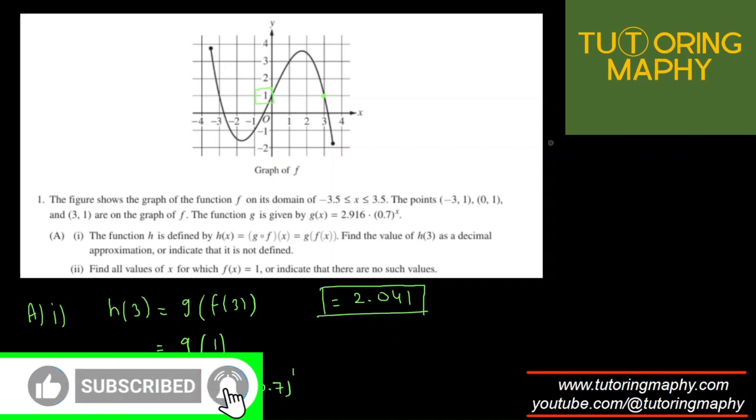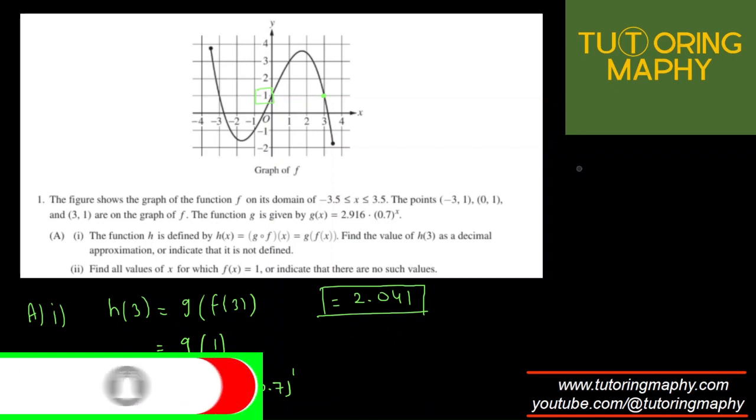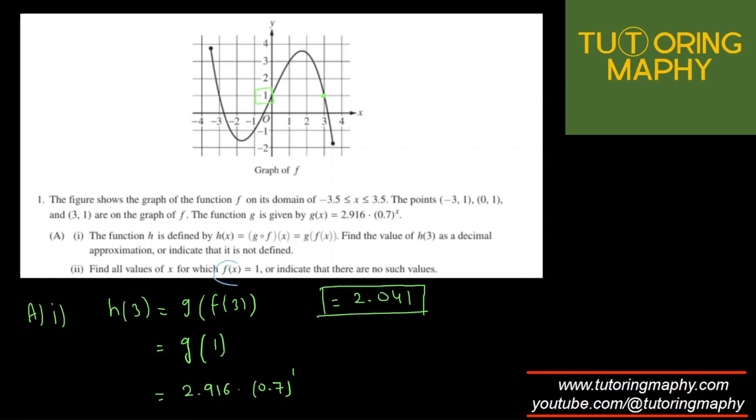For A2, they are saying find all the values of x for which f of x is 1. That is just for f of x. So where is f of x 1? f of x equal to 1 means its y coordinate is 1. And where is the y coordinate 1? It's right here. This is 1.